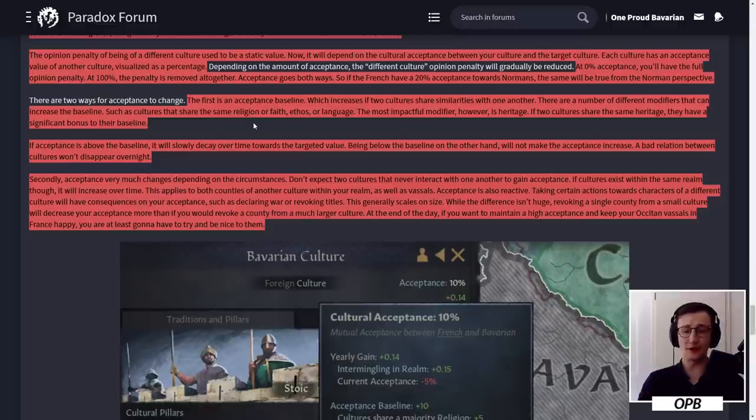So for example, of course, Bavarians will feel closer to Saxons because they speak the same language compared to the Czech and the Polish. Such as cultures that share the same religion or faith, ethos, or language. The most impactful modifier, however, is heritage. If two cultures share the same heritage, they have a significant bonus to their baseline. Of course, that also increases it because you come basically from the same thing. Maybe you have even the same origin myth.